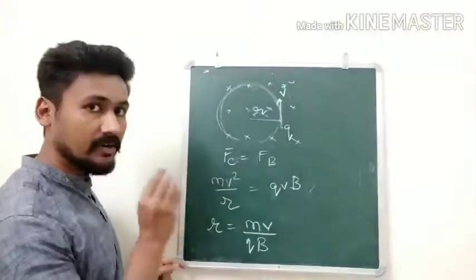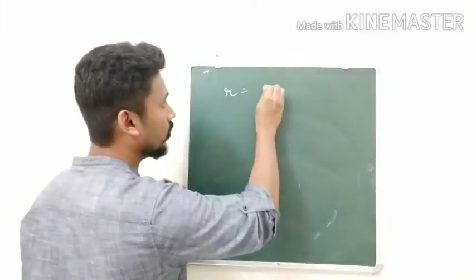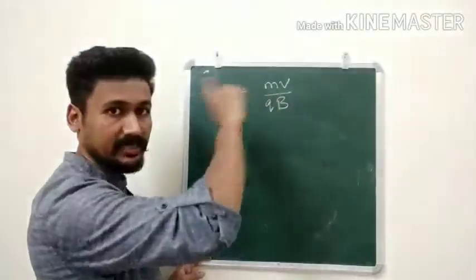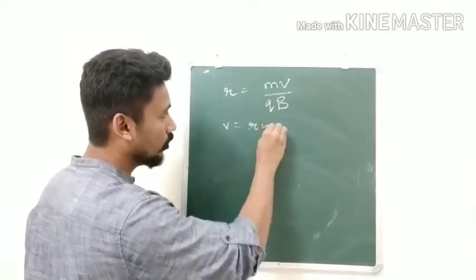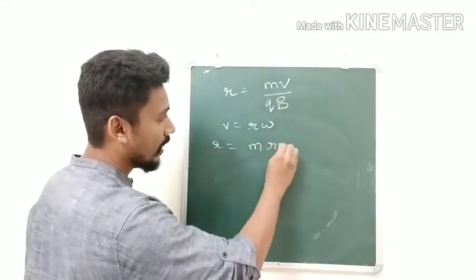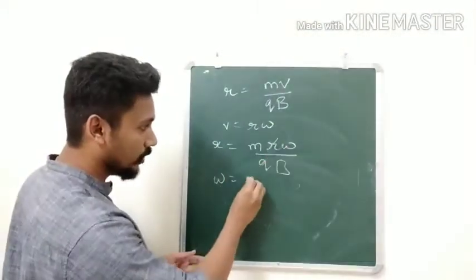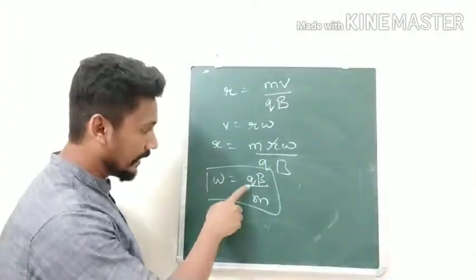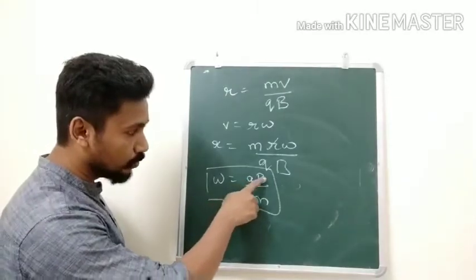So this expression gives the value of the radius. The radius of that path will be equal to mv upon qB. Now if you remember, when a particle is performing a circular motion, we can find the angular frequency omega, and we know that v is equal to r omega. Substituting this value, we can write r is equal to m r omega upon qB. Cancelling r, you get omega is equal to qB upon m. So the angular frequency of that particle does not depend on the radius. Angular frequency omega is only given by q, B and m.